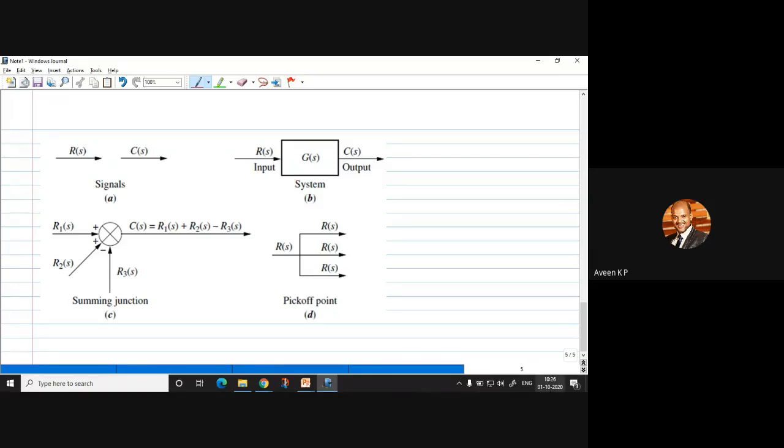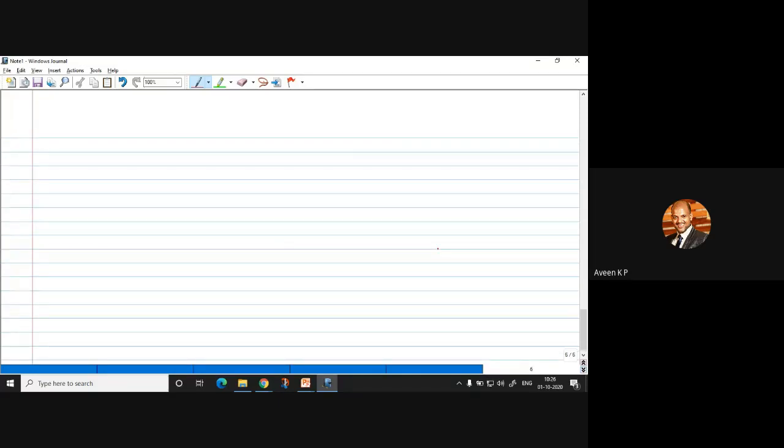So we will discuss this while reducing the block diagram. And before that, we will discuss the rules. We have around 12 rules where we will discuss one by one. Now we shall consider a simple closed loop system.